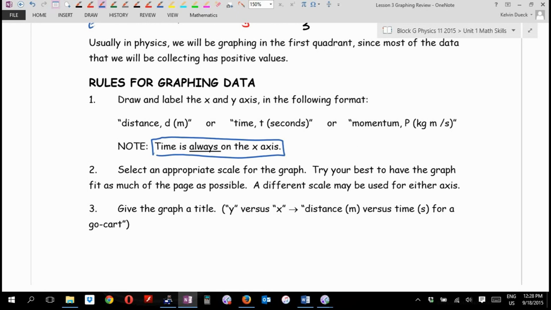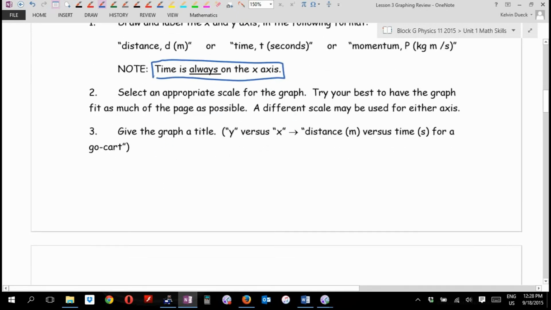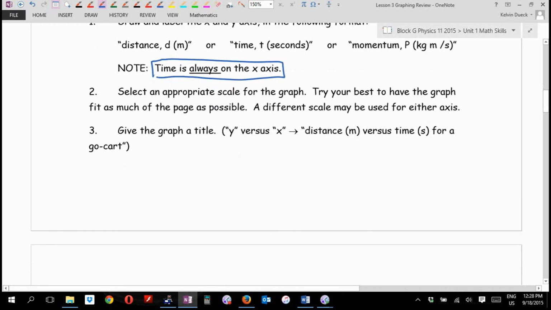Okay? Thumbs up. Number 3, I will take marks off if you do not give your graph a title. The easiest title is always what's on the y-axis versus what's on the x-axis.